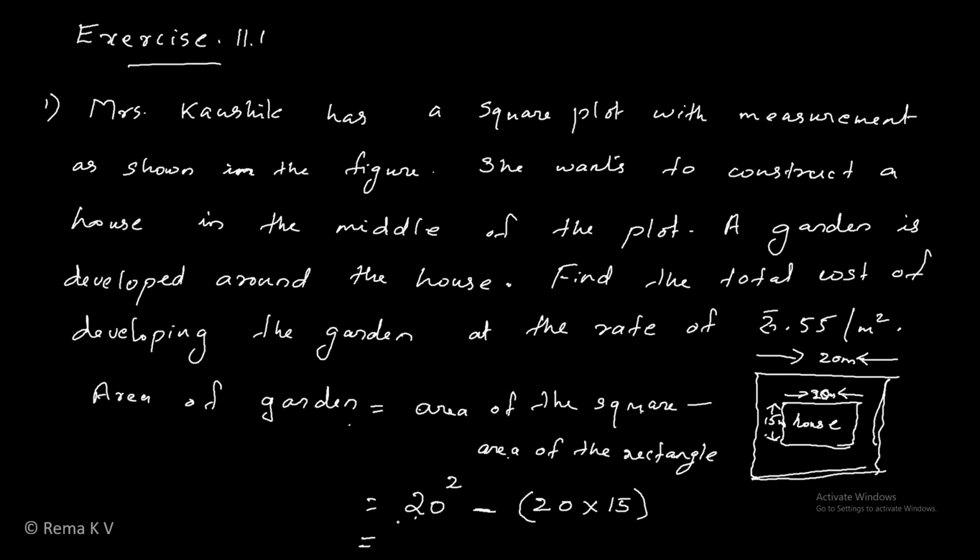What is 20 square? It is 400, okay. Minus, what is this 20 into 15? Length into breadth, area of the rectangle.